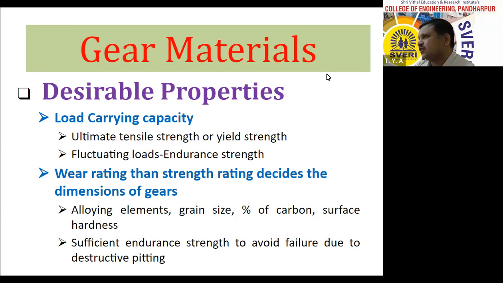Molybdenum. Also, phosphor bronze. Phosphor bronze material is used for the manufacturing of worm and worm gears. Why? Because worm and worm gears are generally used in material handling equipment, where the speed reduction ratio is very high: 1:20, 1:50, 1:100.